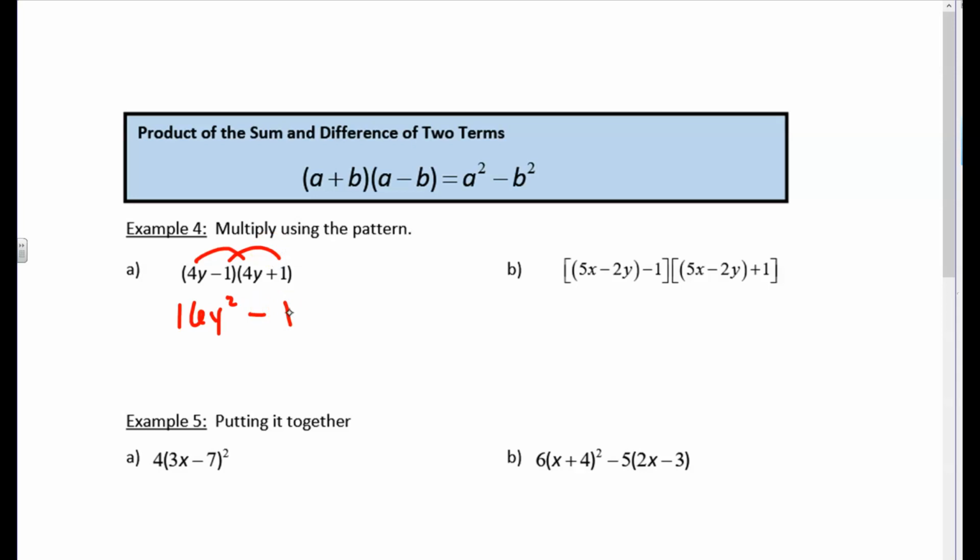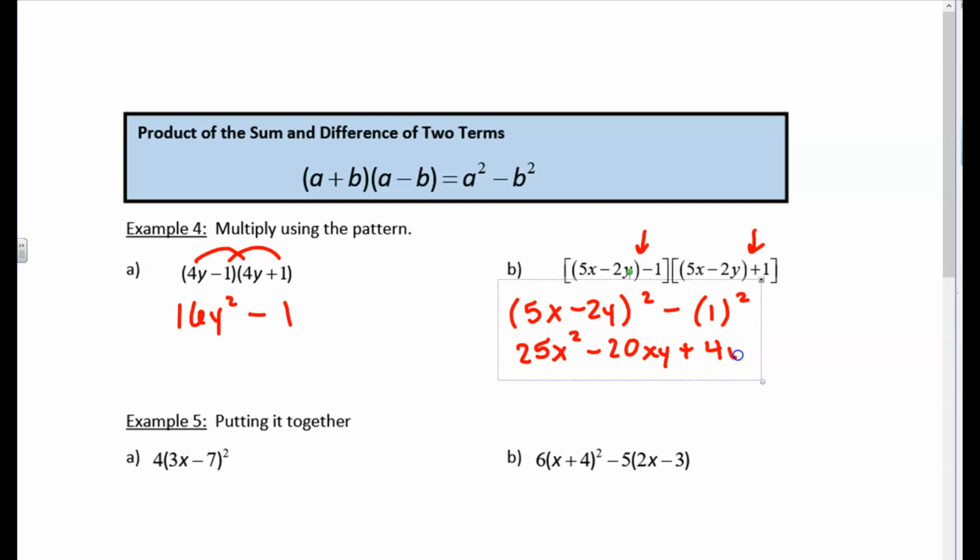It works here with a more complicated problem too. Again, I've got one that's minus and one that's plus, so it's going to follow that process, where I get (5x - 2y) squared minus 1 squared. We'll FOIL that out. This becomes 25x squared minus 20xy plus 4y squared, and then minus 1. And that's my final answer there.